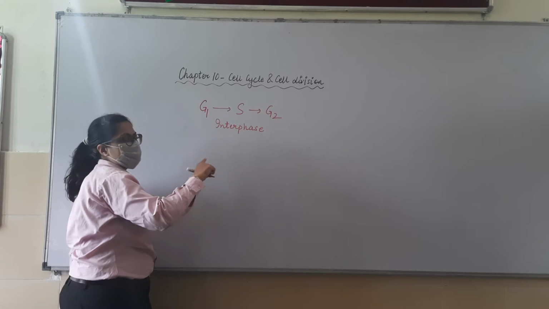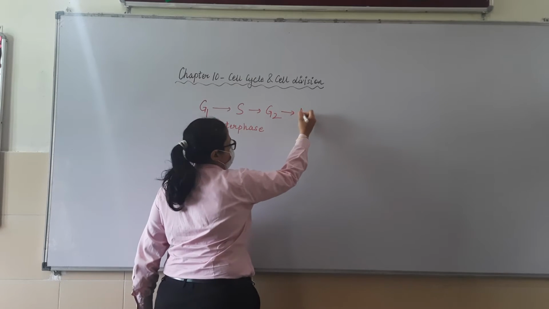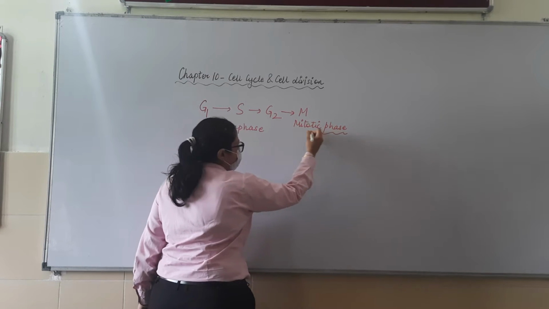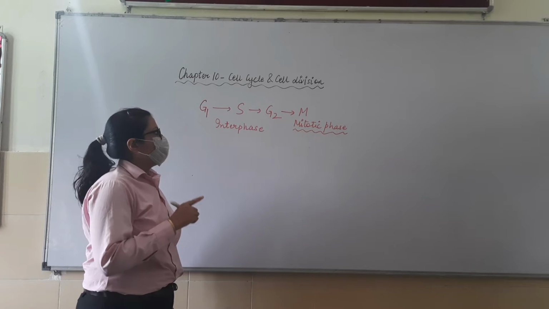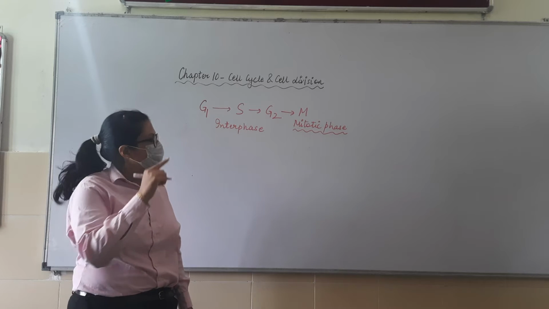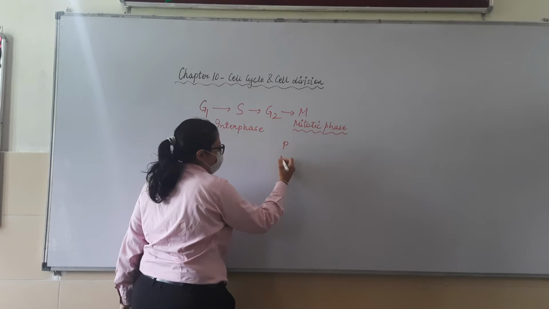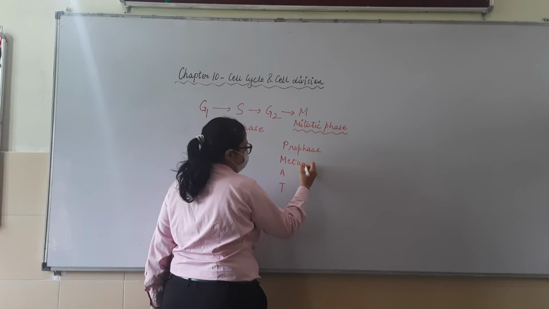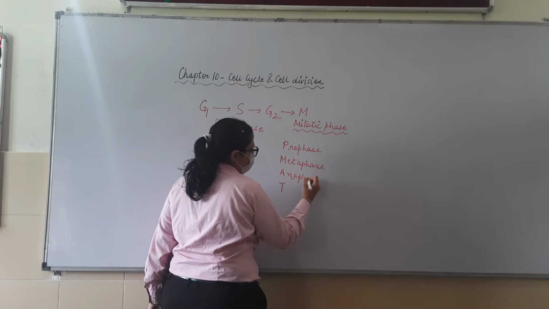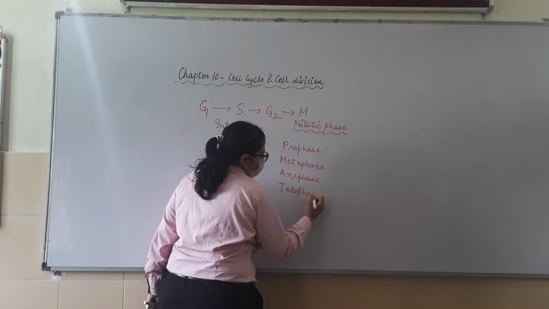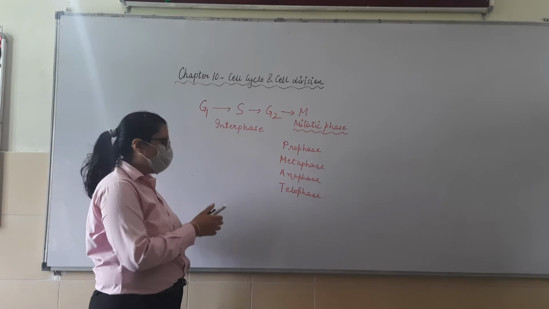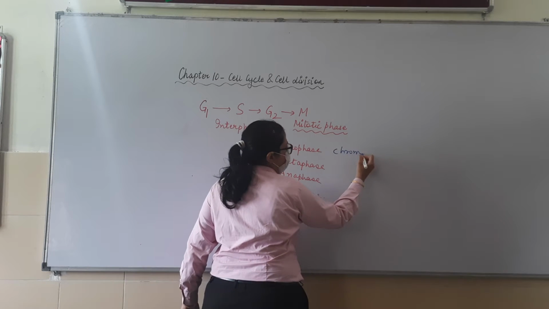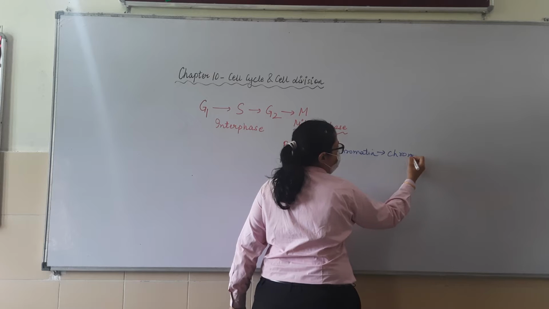And after this phase is the dividing phase, that is the M phase, and this is referred to as the mitotic phase of the cell. In the mitotic phase, we had seen that there are different phases in mitosis. We remember it as PMAT, that is prophase, metaphase, anaphase, and telophase. So in the previous lecture, we were discussing that prophase is that phase in cell division where the chromatin material starts condensing to form chromosomes.